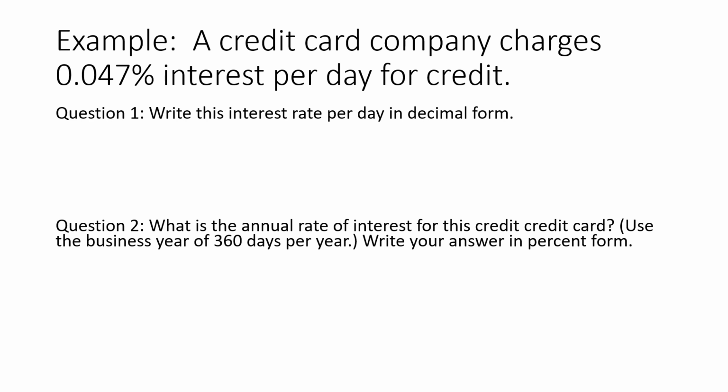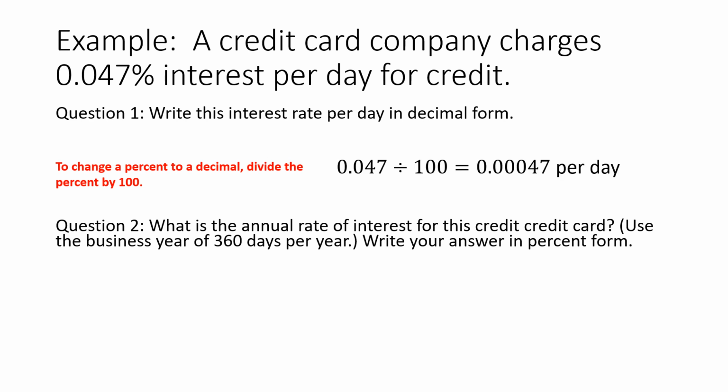Let's write this interest rate per day in decimal form. So recall that to change a percent to a decimal, we need to divide that percent by 100. So we're going to take 0.047 and divide it by 100, and that's going to give us 0.00047 per day. And then question 2 asks, what is the annual rate of interest?